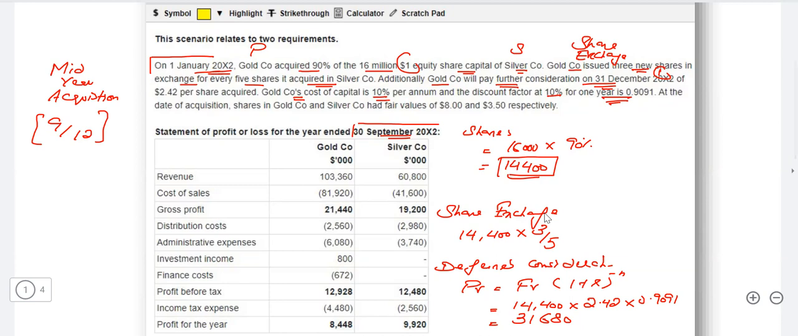Okay, the share exchange was 14,400, the number of shares acquired, multiplied by the fraction. Now we need the parent share price. At the date of acquisition, the shares in Gold Company and Silver Company had a fair value of 8 and 3.5. So that means the share price of the parent is $8. Now we can calculate the share exchange as well. 14,400 into 3 by 5 into $8, which is the share price of the parent.